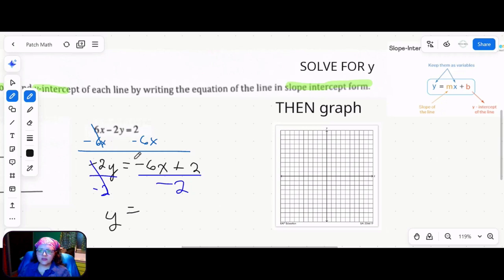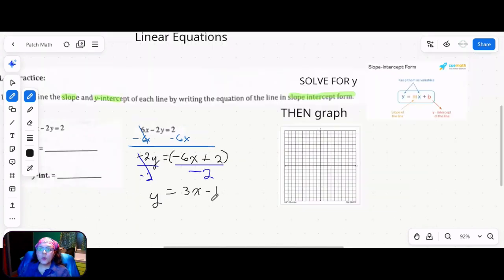There are invisible parentheses around that numerator, meaning we have to distribute that division of negative 2. Taking negative 6x and dividing it by negative 2 gives you 3x, because a negative divided by a negative is a positive, and 6 divided by 2 is 3. We do the same thing here: 2 divided by negative 2, a positive divided by a negative is a negative, and 2 divided by 2 is 1. We now have this in slope-intercept form.